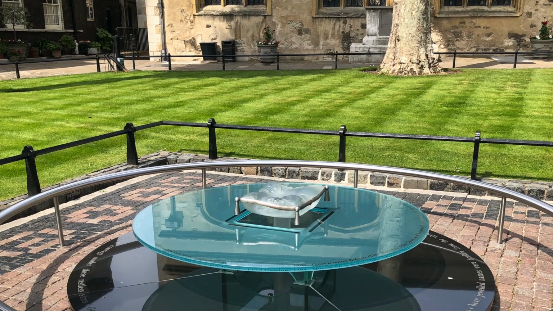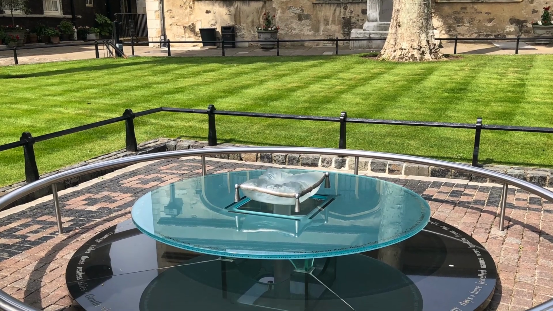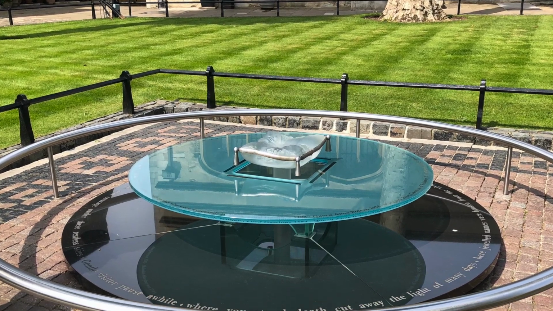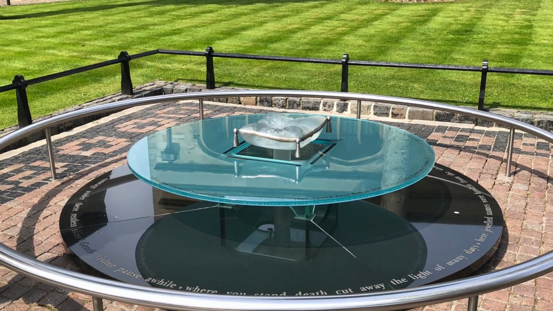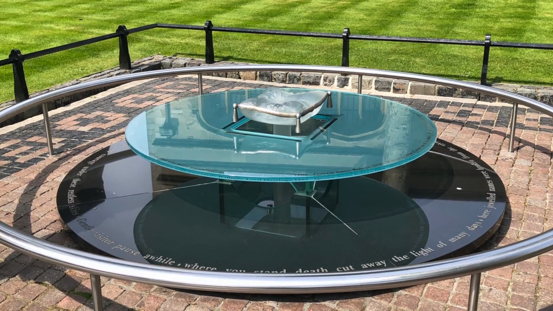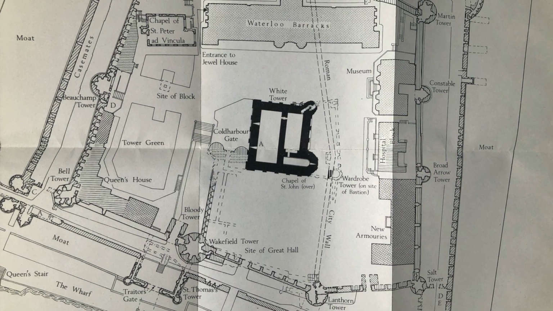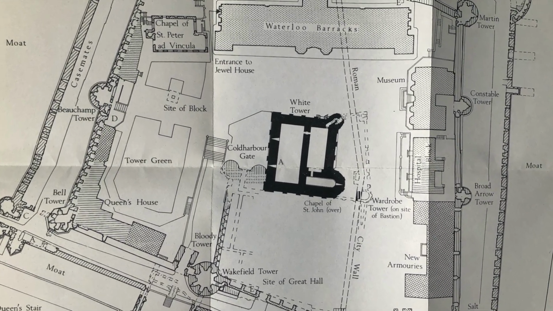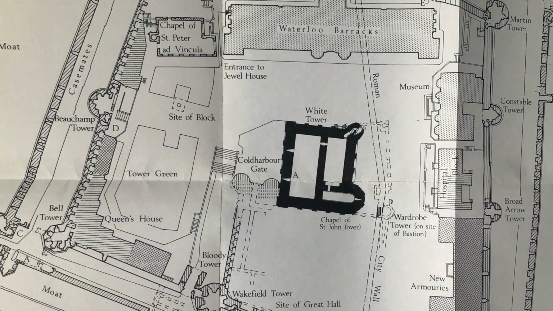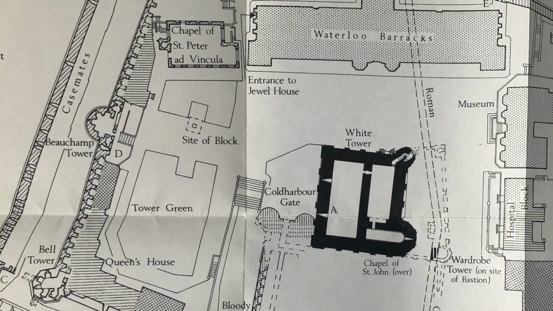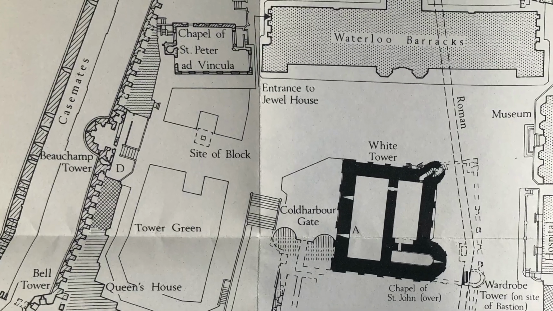If you visited the tower or you've seen pictures, you will probably have seen this glass pillow memorial. Now, this is not the site of the scaffold, as we've just seen, but what is interesting, and I thought you might like, is I have found this out of a tour guide for the Tower of London from 1973, and you can quite clearly see that around the point where the glass pillow memorial now is, it actually says site of block.